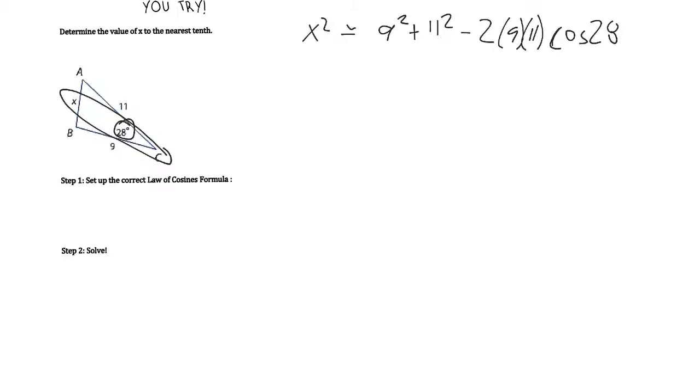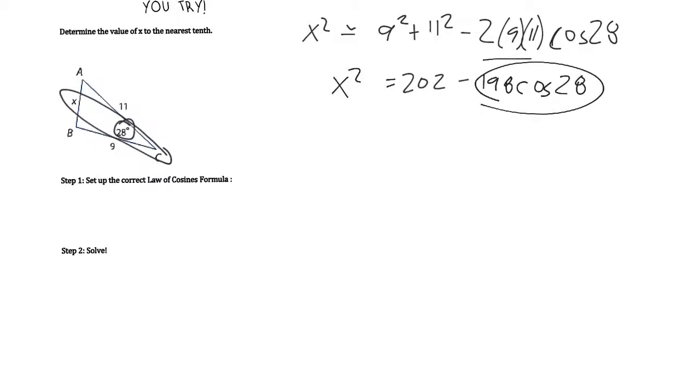So I just got to simplify. 9 squared plus 11 squared, which is 81 plus 121 equals 202. 2 times 9 times 11, let me just simplify that now. 2 times 9 times 11, 198. So x squared equals 202 minus 198 cos 28.